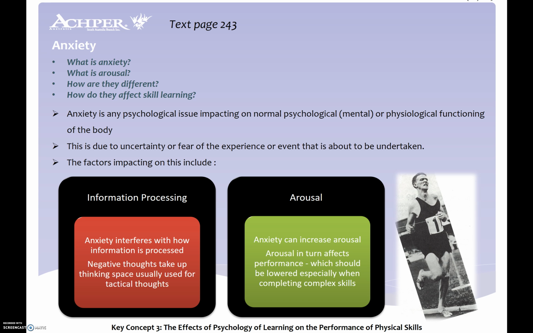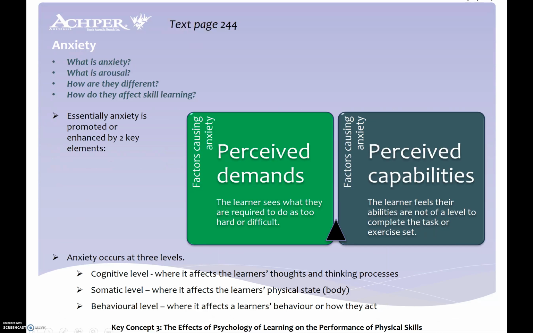If we become over-aroused because of anxiety, that can impact our cue recognition and our selective attention. It could also lift us from being under-aroused to appropriately aroused. So it can have a negative or a positive impact in that context. Essentially, anxiety is promoted or enhanced by two elements: the perceived demands of the skill, so the learner sees what they're required to do and thinks it might be too hard, or the perceived capability, so the learner feels their abilities are not up to the level to complete that task or exercise set.